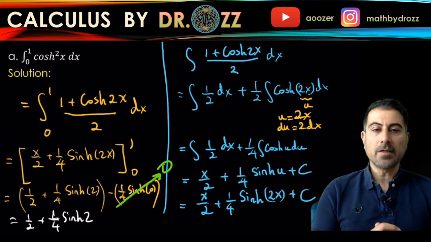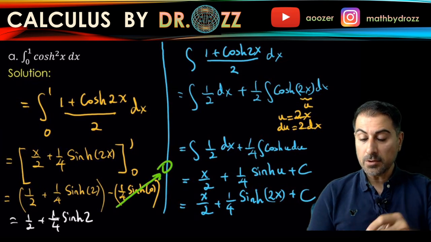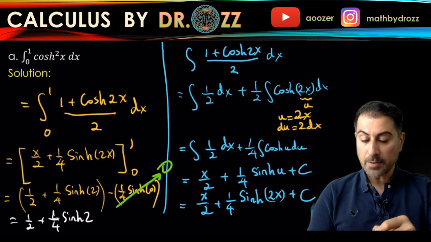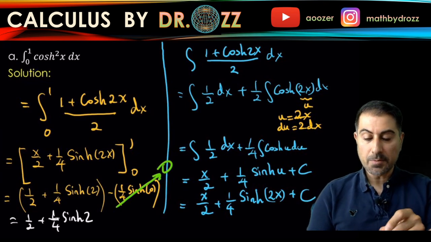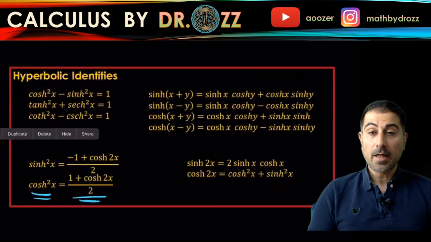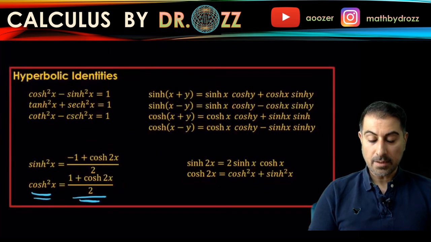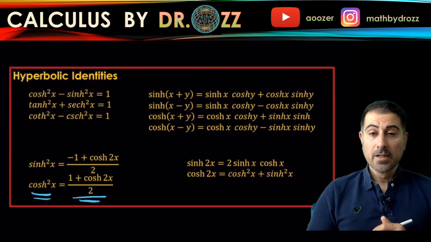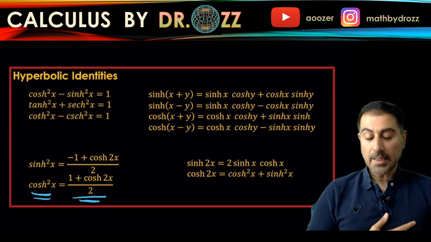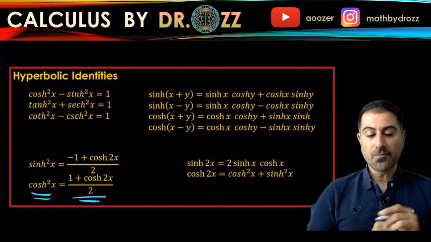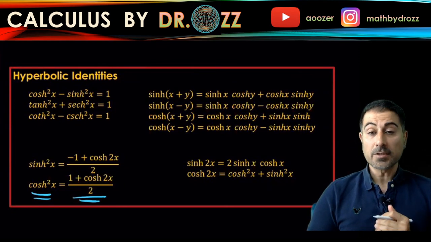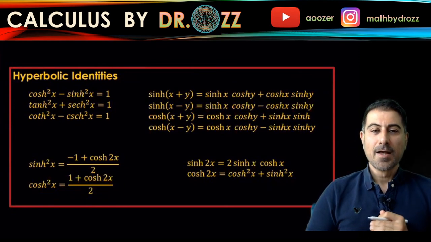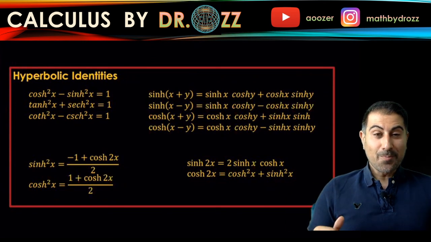This takes care of part A, and remember to use hyperbolic identities and practice with them. As you see, one more time we used a hyperbolic identity in this list of exercises, and this time we used the power reducing formula for hyperbolic functions. All right. This is the end of part A.